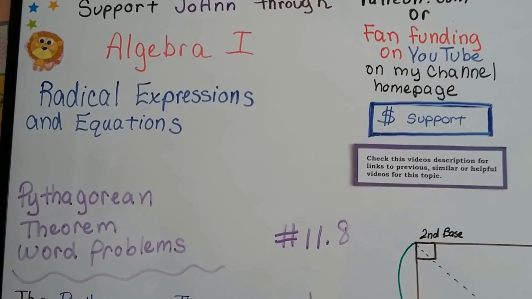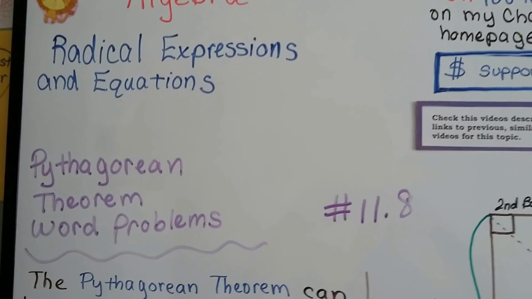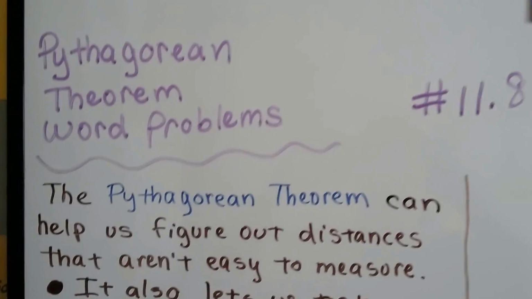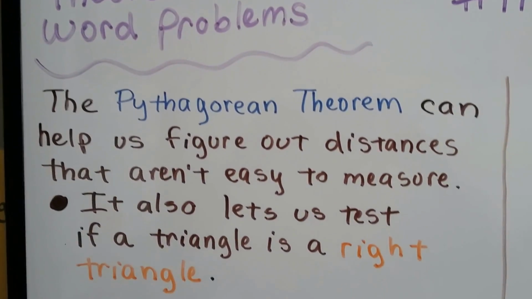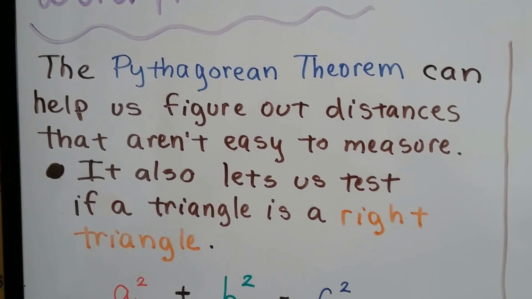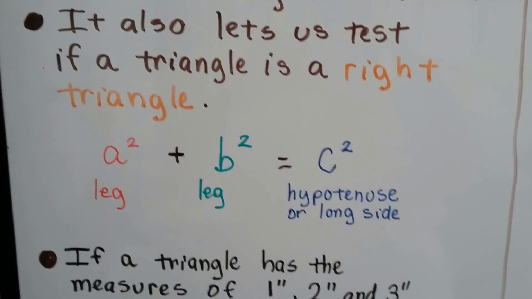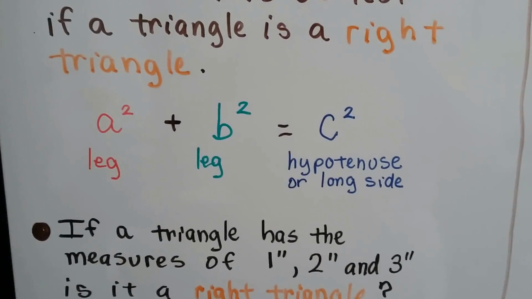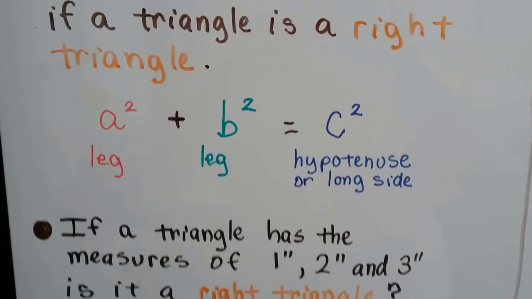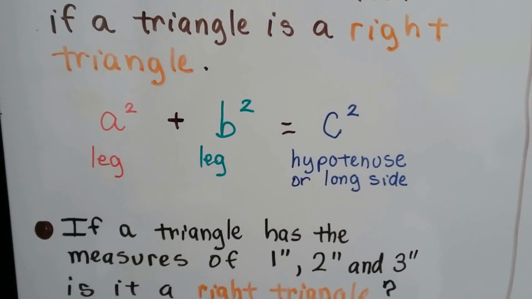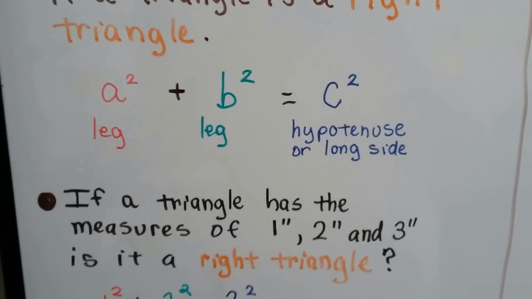Algebra I 11.8 Pythagorean Theorem word problems. I have 3 of them for you. The Pythagorean Theorem can help us figure out distances that aren't easy to measure and also lets us test if a triangle is a right triangle. So the Pythagorean Theorem is a squared plus b squared equals c squared. That's a leg plus a leg is going to equal the hypotenuse, or the long side.